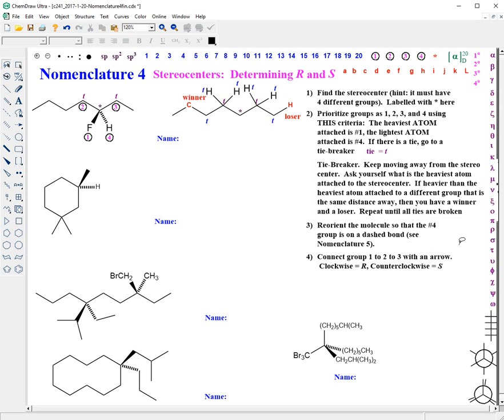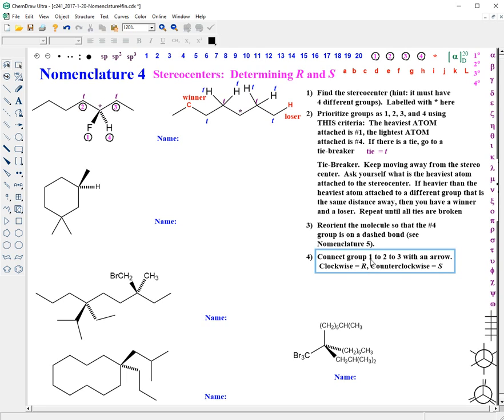On this page, part 3 is done for every molecule. In part 3, you're supposed to reorient the molecule so that the number 4 group is on a dashed bond. I've made sure that it's number 4 group on the dashed bond for every stereocenter on this page. In Nomenclature4 video, you'll learn how to do the reorientation using what's called a double switch. We are finally ready for part 4.